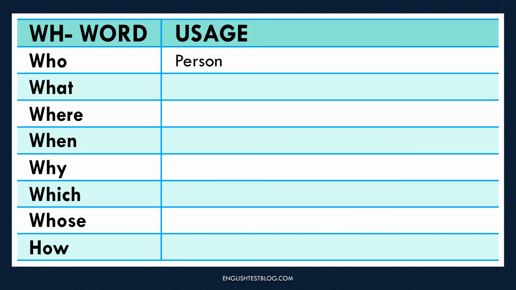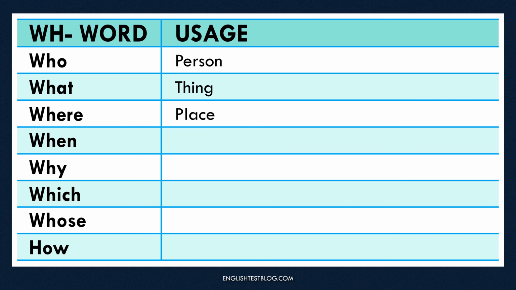Who? Who is used to ask about a person or people. It helps us identify someone by their name, role, or relationship to others. What? What is used to ask for information about things, actions, or concepts. It is one of the most versatile WH question words because it can refer to a wide range of subjects.